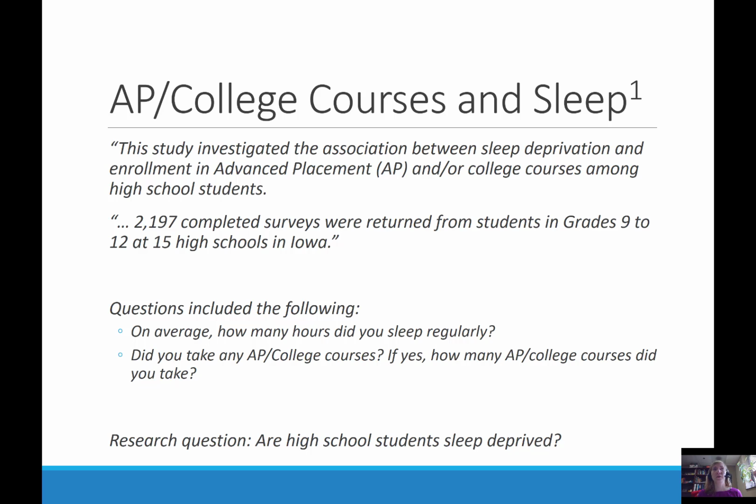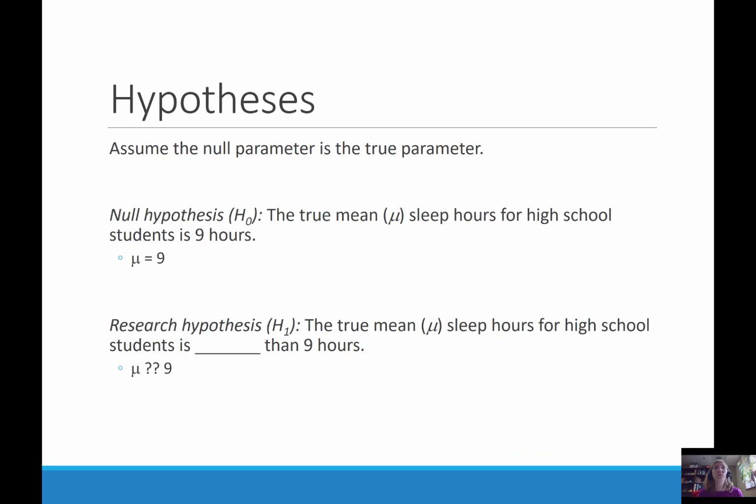The authors of this paper define enough sleep as 9 hours per night. When we write the hypotheses, the null hypothesis is constructed to assume that the null parameter is the true parameter. To determine if high school students are sleep deprived, we start by assuming that they get enough sleep. Therefore, the null hypothesis is that the true mean sleep hours for high school students is 9 hours. We can also write this as mu equals 9.